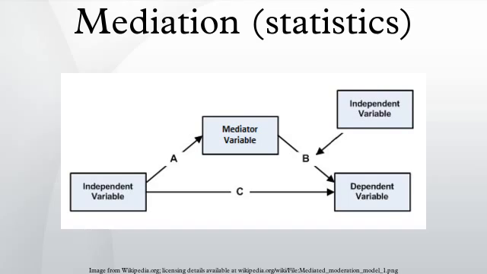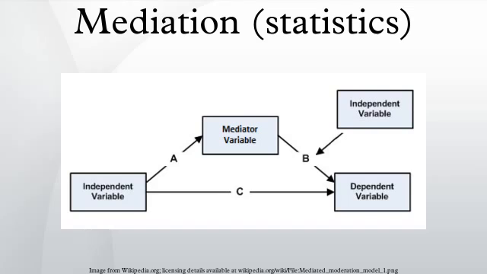Step 2. Moderation of the relationship between the independent variable and the mediator. If the e-53 regression weight is significant, the moderator affects the relationship between the independent variable and the mediator. Step 3.